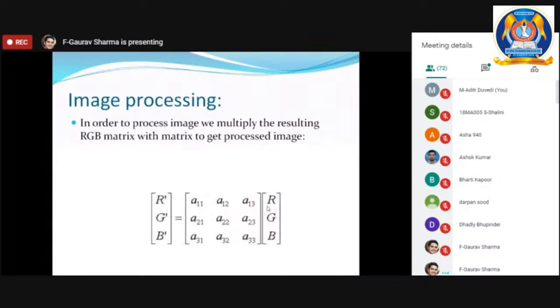In order to process an image, we multiply the resulting RGB matrix with another matrix to get a processed image. Now see, here is the original RGB matrix. After multiplication, I will get a matrix, and I will multiply this matrix with some other matrix, and I will get the desired result.